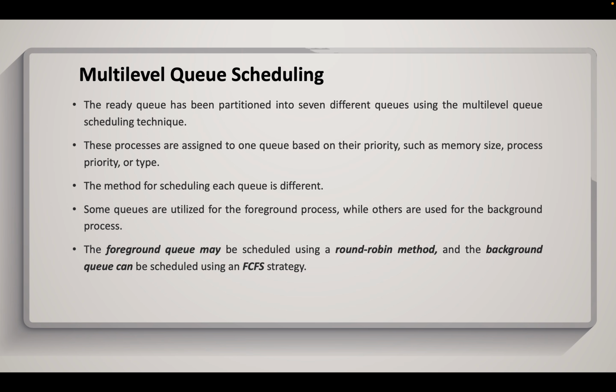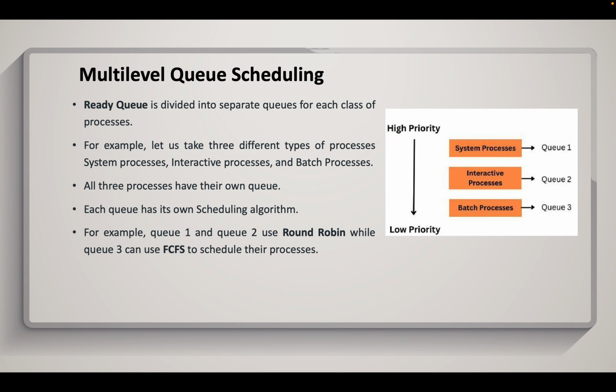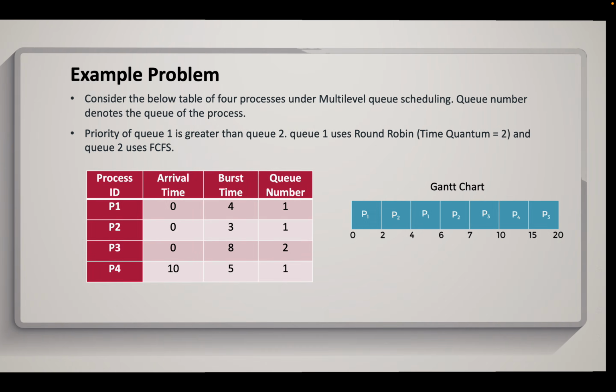Multi-level queue scheduling means there will be multiple queues. System processes will be stored in the system queue, interactive processes will be stored in the interactive queue, and batch processes will be stored in the batch queue. System processes will have higher priority. So all the processes in the first queue will be executed first, then the processes in the second queue, then the processes in the third queue. So multiple levels of queues will be there in this case.